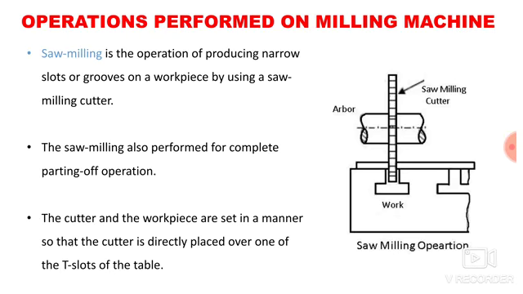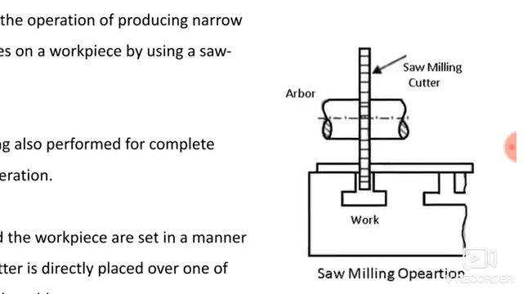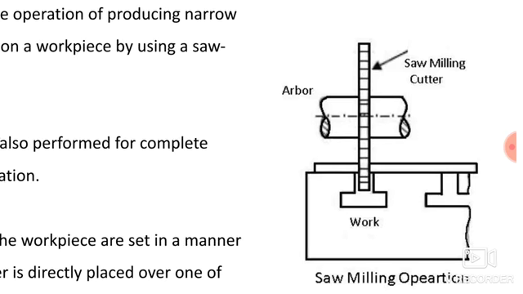The next operation is saw milling. Saw milling is the operation of producing narrow slots or grooves on the workpiece by using a saw milling cutter. The saw milling is also performed for complete parting operation. The cutter and the workpiece are set in a manner so that the cutter is directly placed over one of the T-slots of the table. So here you can see the saw milling operation.